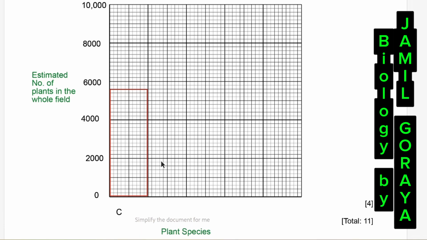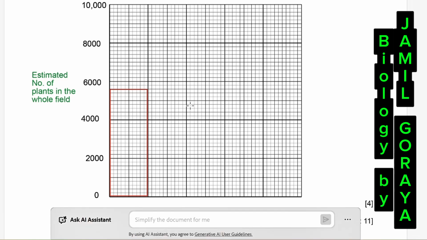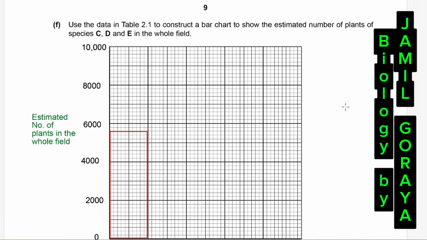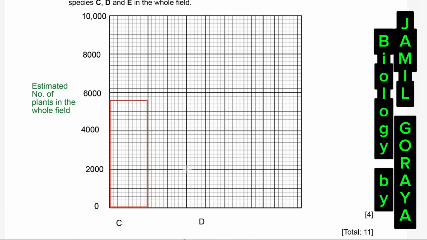Now we have to give equal gap and make the next bar for D species of the plant. So let's see how it works. Equal gap, then here it will be the bar of plant D. So if we see the values for D, it is 3200. So 2000, 3000, and 3200. So this bar will be till the height of 3200.